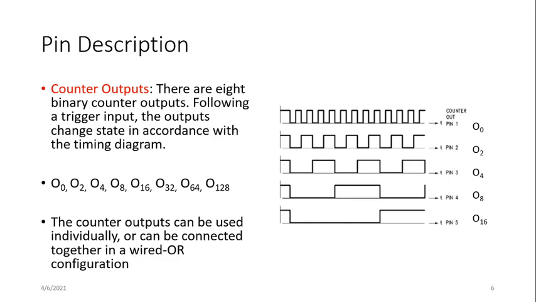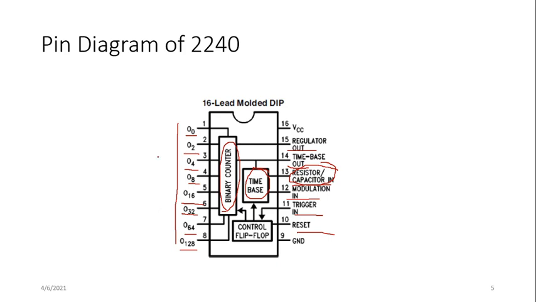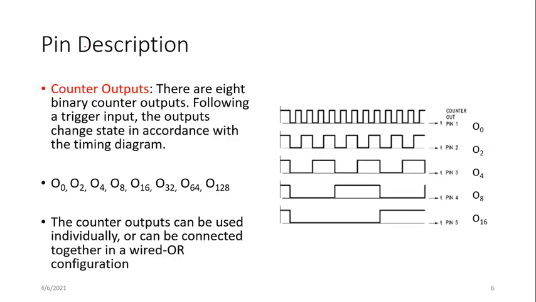So the first part is counter outputs. In the previous slide, we have seen that there are different counter outputs O0 to O128. So what are these? These are the counter outputs. There are 8 binary counter outputs. So what are these binary outputs? O0 to O128.